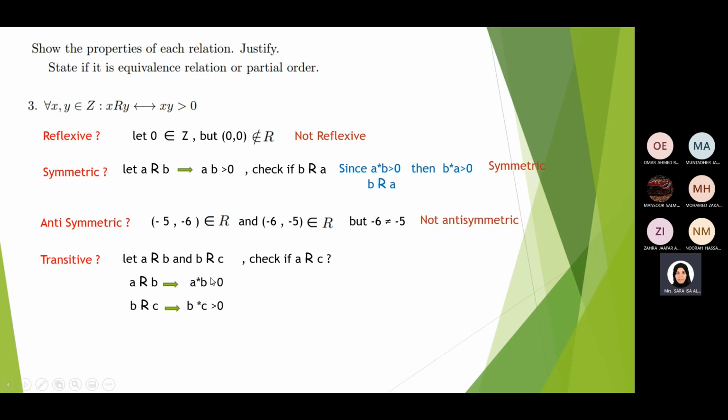So these two inequalities will be true in case A, B and C are all positive or A, B and C are all negative. So I have only two cases. They must all be positive or all be negative. So in case all of them are positive or all of them are negative, surely A times C will always be greater than 0, because A and C are both positive or both negative. So I can conclude ARC.